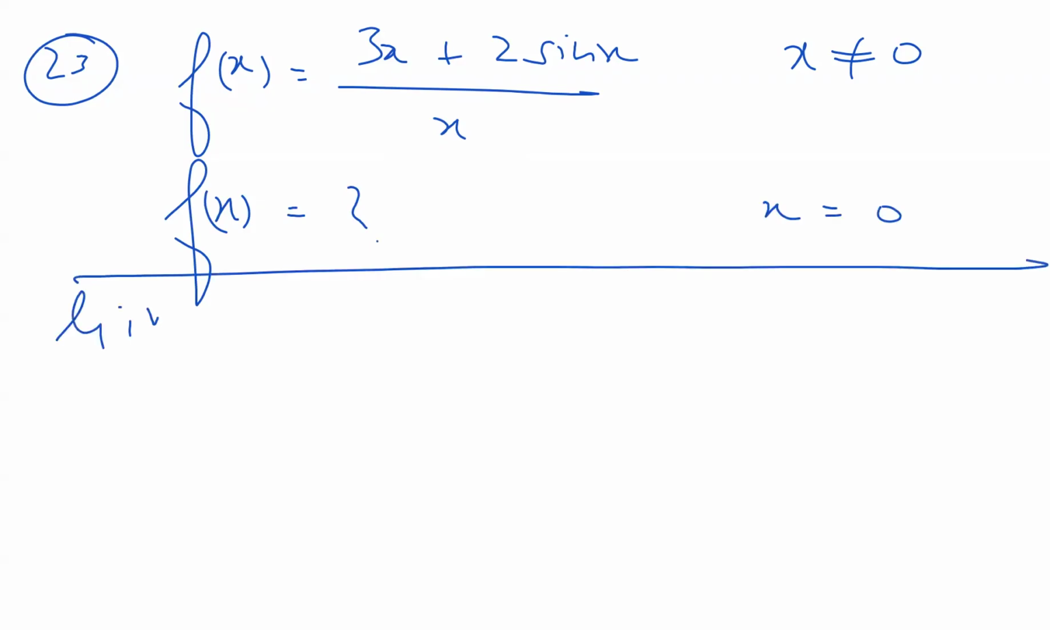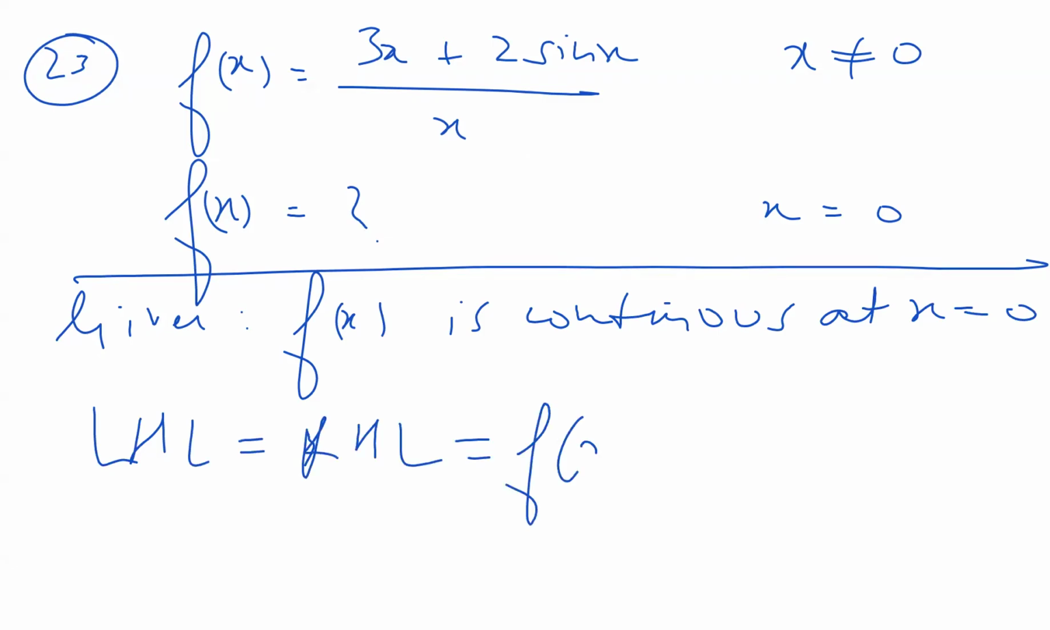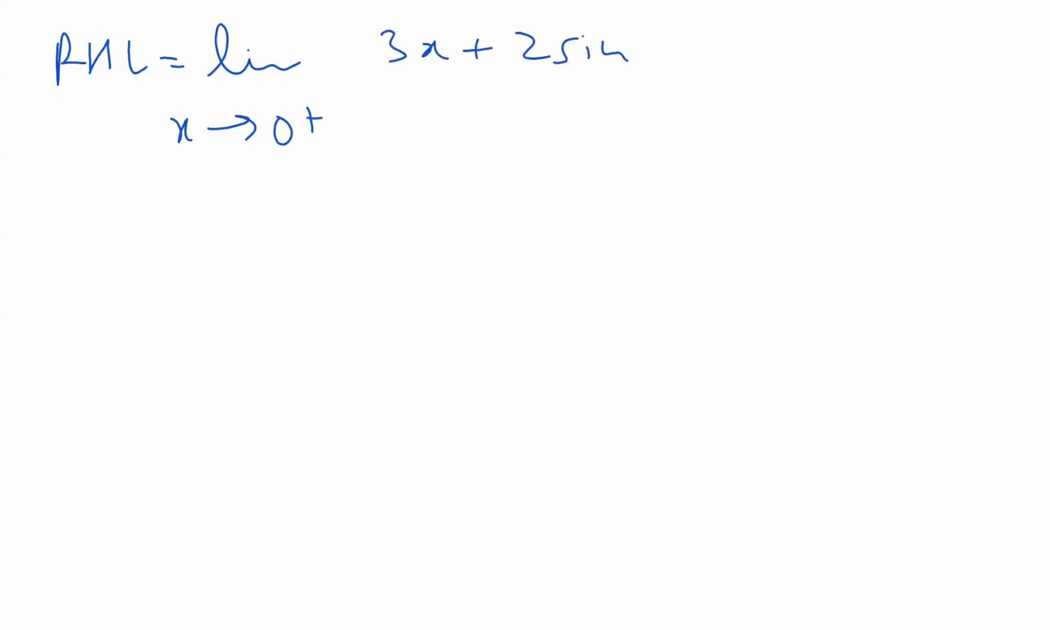And given that f of x is continuous at x equal to 0. So the left hand side limit is equal to the right hand side limit is equal to f of x at x equal to 0. Equation number 1. To avoid the negative sign, I'll go ahead with RHS. It's not a proof, so we don't have to do both. So RHL is equal to limit x approaching 0 plus. Okay, the function is same for both.